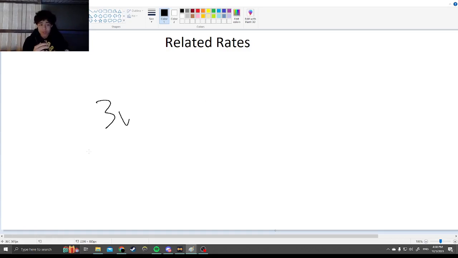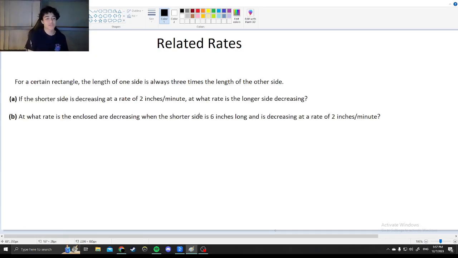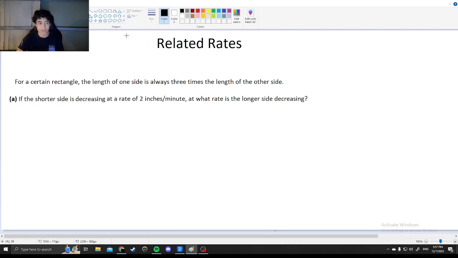So related rates is basically when you have two different functions going on, and one of them is affected by the other one. It's related, and you have to see why it happens. An example of this is: for a certain rectangle, the length of one side is always 3 times the length of another side. If the shorter side is decreasing at a rate of 2 inches per minute, at what rate is the longer side decreasing? I'm going to get rid of part B, we'll look at that later.